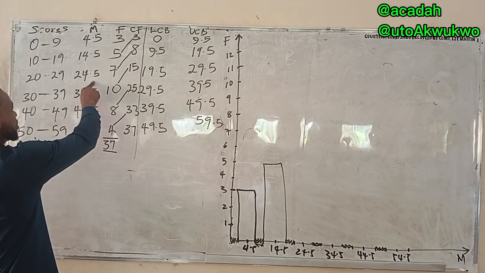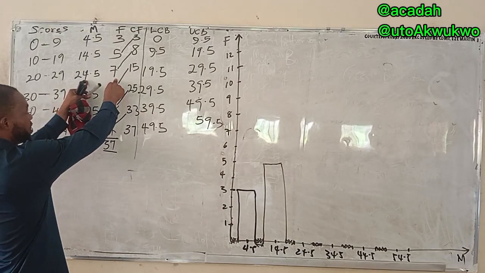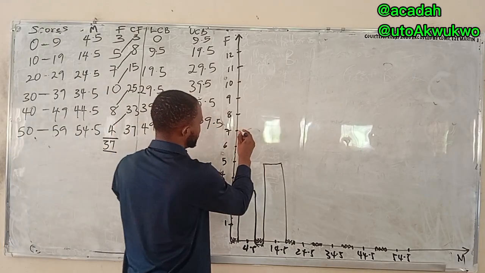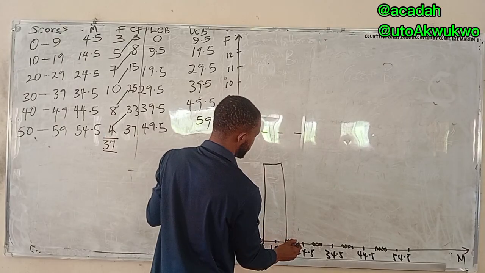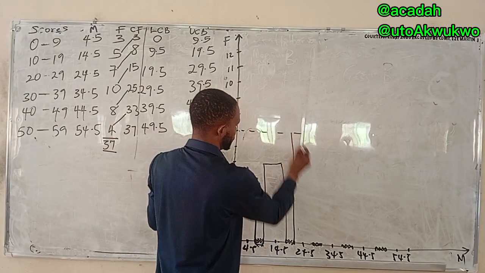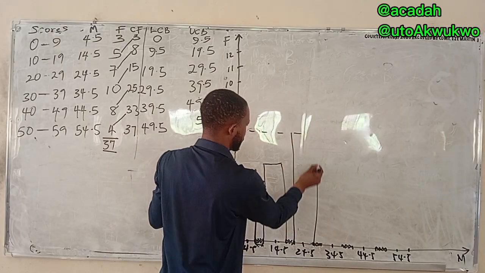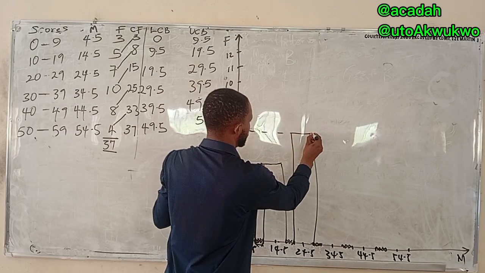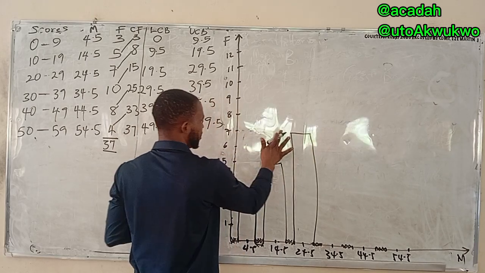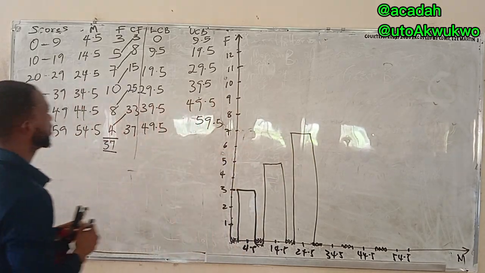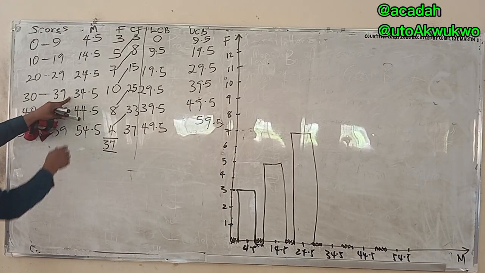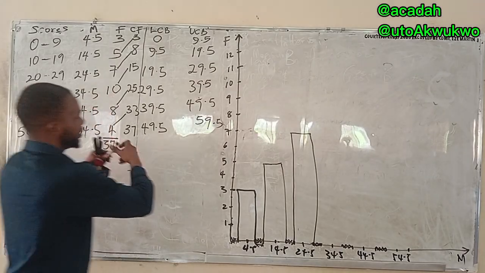Now the next one has 7 as its frequency. So I go. I'm using freehand, so your whole should be straight. Then the next one for this rectangle is at 10.